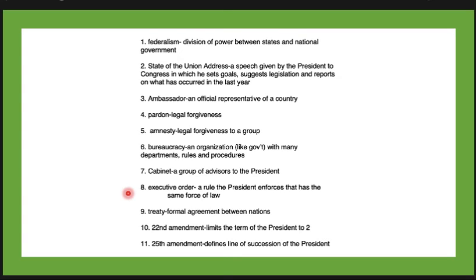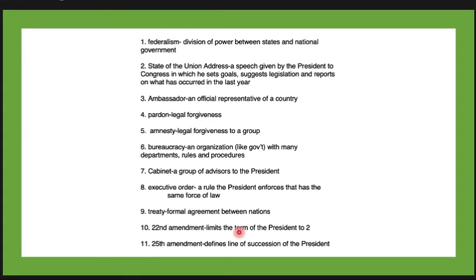A treaty, formal agreement between nations. States are not allowed to create treaties. Only the federal government can. And actually, the president makes the treaties, and then Congress approves them. That's checks and balances. And then a couple amendments that deal specifically with the president.